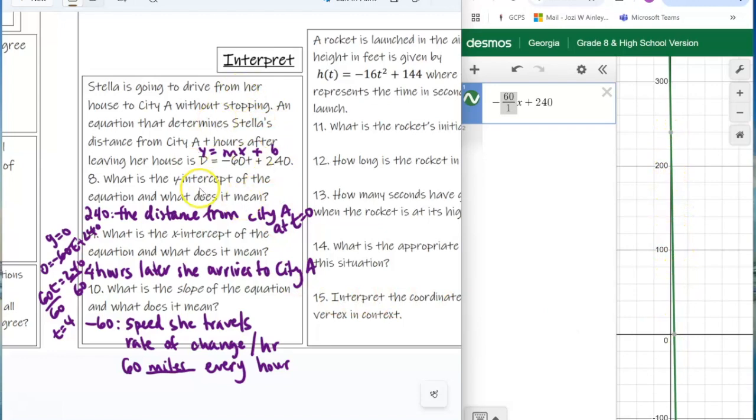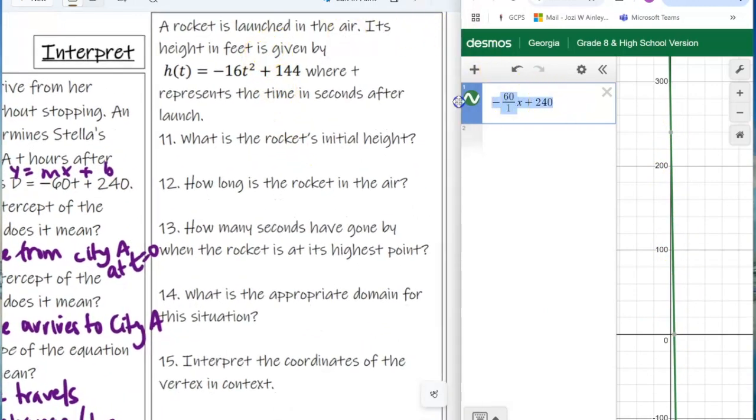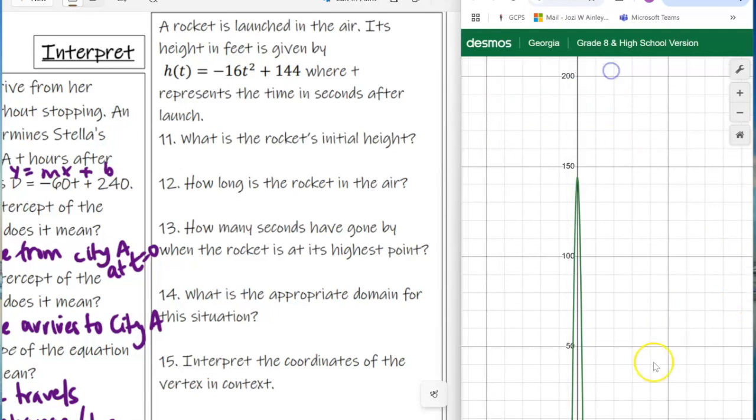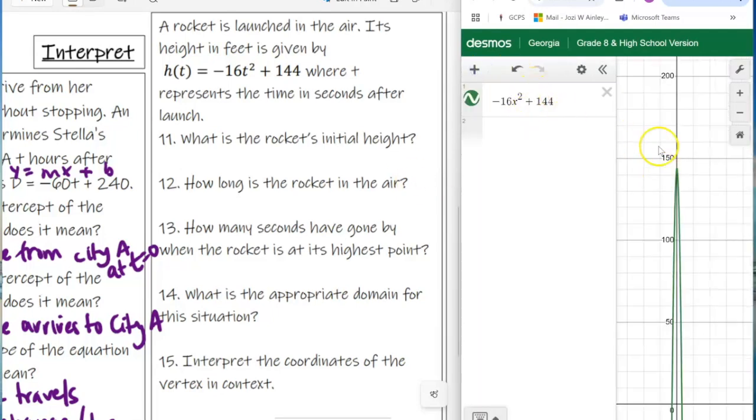All right, so that's linear. Now we're going to take a look at a quadratic one. So a rocket is launched in the air. And again, you could do this by hand or by calculator. I do not mind whatever your preference is. I'm going to go ahead and show you by calculator because unfortunately I won't have time to do both, because it's more so the interpretation that I need. All right, so here's the equation. All I did is type it into Desmos.